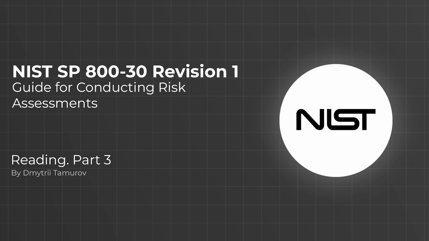Fourth, the activities necessary to communicate the assessment results and share risk-related information. And fifth, the activities necessary to maintain the results of risk assessments on an ongoing basis. The risk assessment process is composed of 4 steps. First, prepare for the assessment. Second, conduct the assessment. Third, communicate assessment results. And fourth, maintain the assessment.